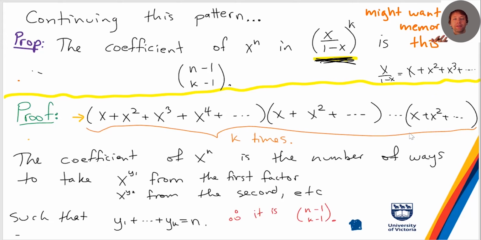Now, if you think about expanding this product, the coefficient of x to the n, well, say for x to the k, to get x to the k, I have to take x from every factor and multiply them together, and that gives me x to the k. If I want to get x to the k plus 1, I have to choose one of these to be x squared, and all of the rest of them are x.